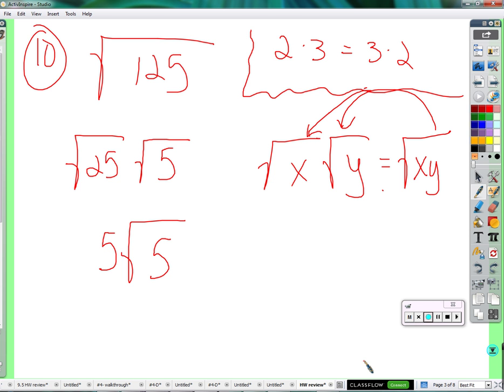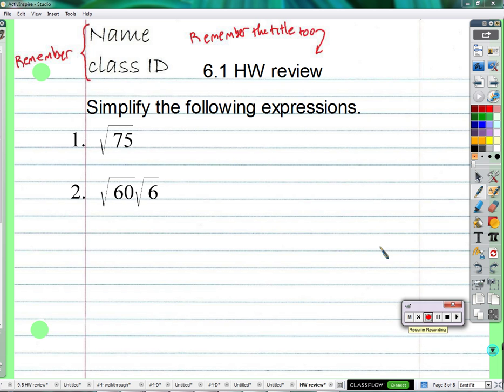Ready to show me what you're made of? All right, let's get out a piece of paper. Okay, square root of 75. We want to factor that so that it's in two square roots, right?